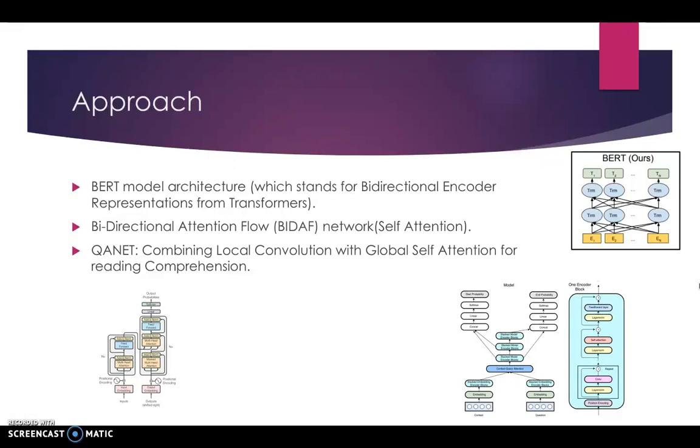BiDAF, Bidirectional Attention Flow, is a hierarchical multi-stage architecture for modeling the representations of the context paragraph at different levels of granularity. BiDAF includes character level, word level, and contextual embedding, and uses bidirectional attention flow to obtain a query-aware context representation. QANet combines local convolution with global self-attention for reading comprehension. The high-level structure of the model is similar to most existing models that contain 5 major components: an embedding layer, an embedding encoder layer, a context-query attention layer, a model encoder layer, and an output layer.